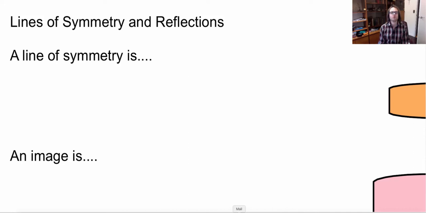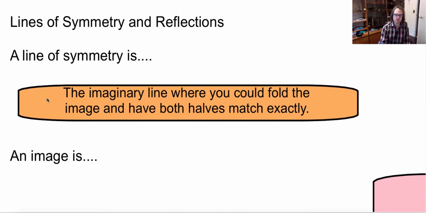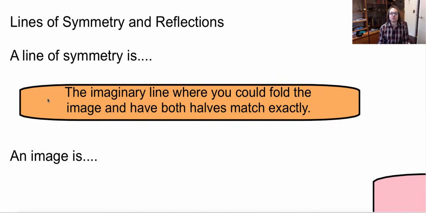In this video, we're going to be learning about lines of symmetry and reflections. So let's start off with what is a line of symmetry? Well, a line of symmetry is the imaginary line where you could fold an image and both halves will be identical and match exactly.